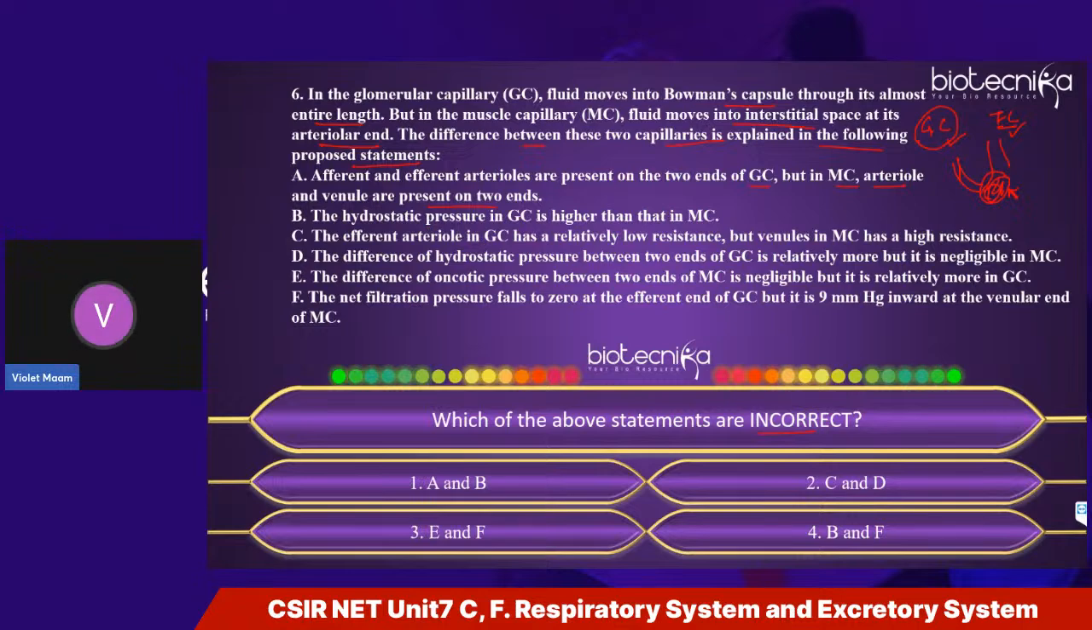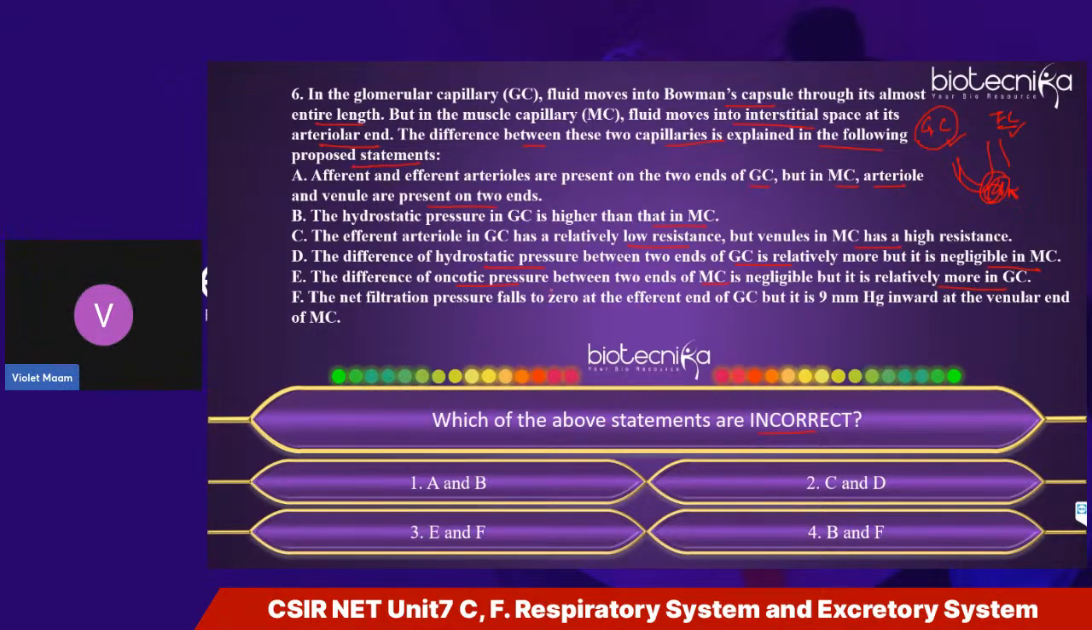B. The hydrostatic pressure in glomerular capillaries is higher than that in muscle capillary. C. The efferent arteriole in glomerular capillary has a relatively low resistance, but venules in muscle capillary have a high resistance. D. The difference of hydrostatic pressure between two ends of glomerular capillaries is relatively more, but it is negligible in muscle capillary. E. The difference of oncotic pressure, or osmotic pressure, it's the same thing, between two ends of muscle capillary is negligible, but it is relatively more in glomerular capillaries.